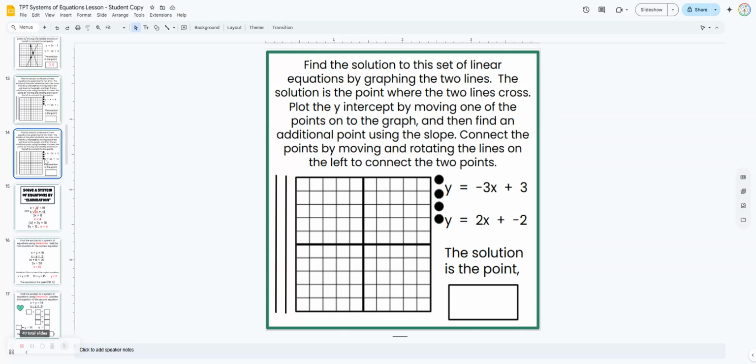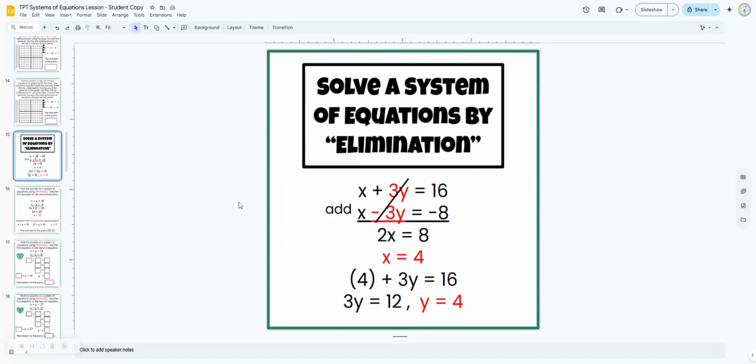Now once they've finished graphing, then we're going to teach them how to solve a system of linear equations by elimination. So we want to eliminate one of the variables so we can solve for the other variable. So here I have two equations. If I add these vertically, then it will eliminate the y variable. X plus x gives me 2x. 3y plus negative 3y just gives me 0, so these eliminate. And then 16 plus negative 8 gives me 8.